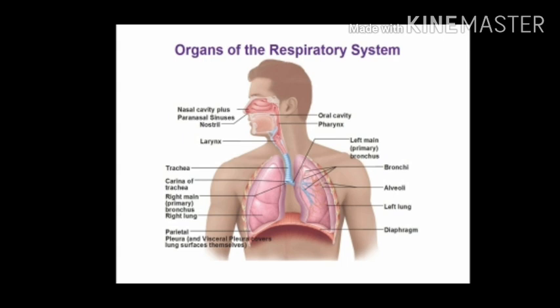Diaphragm is the partition that separates the thoracic cavity from the abdominal cavity. It is a muscular horizontal partition found below the lungs and has a role in respiration.